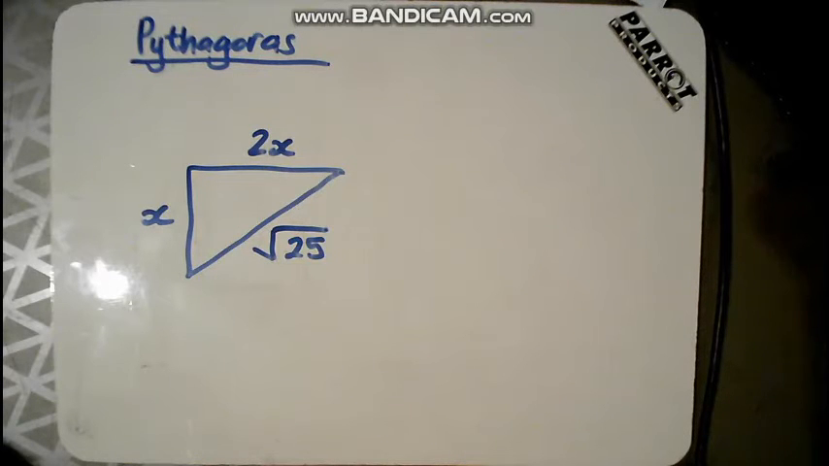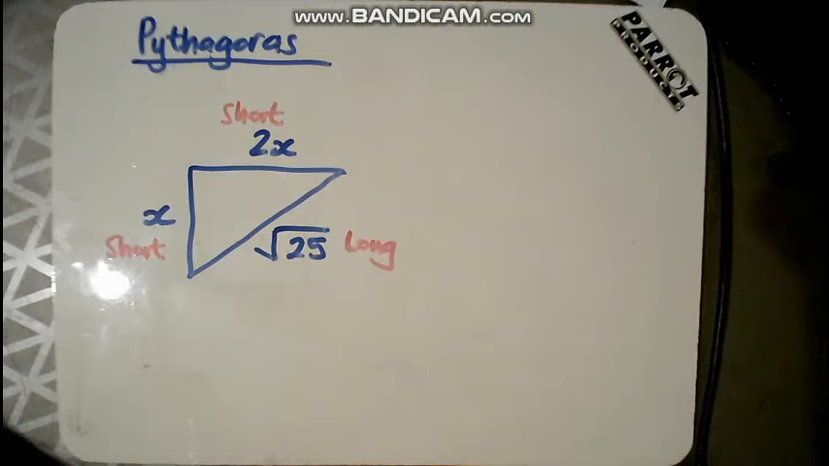We're looking at Pythagoras Theorem. First we must identify the two short sides and the long side. The long side is the hypotenuse. The hypotenuse is always opposite the 90 degree angle. So the two short sides squared will be equal to the hypotenuse squared.